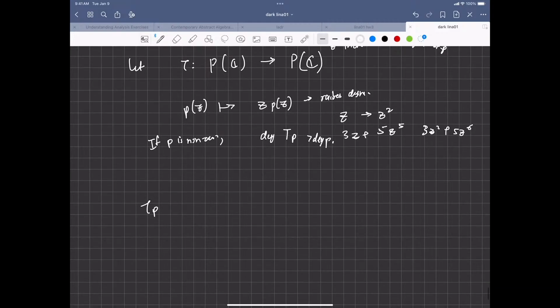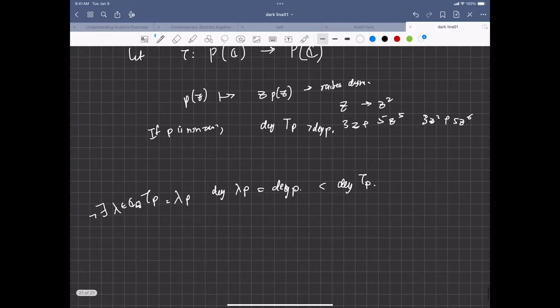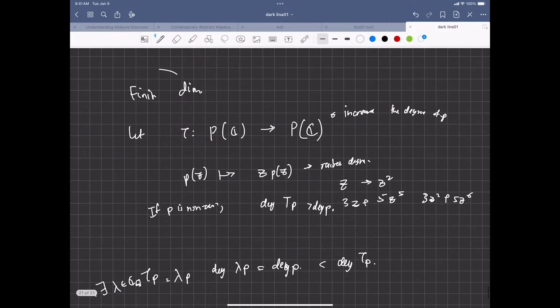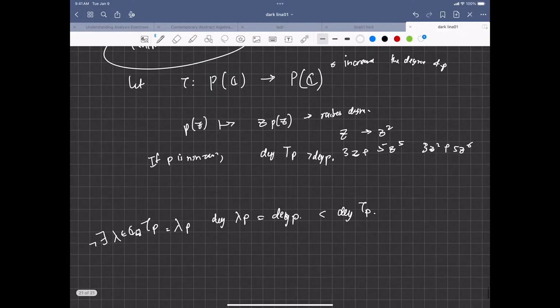So there cannot ever exist a lambda such that T of P is lambda P, because the degree of lambda P is equal to the degree of P. But we said the degree of P is less than the degree of T of P. So T itself has no eigenvalues. So here we replaced the finite dimension with infinite dimension, and it immediately did not work. So again, the hypothesis of finite dimensional is very, very important.